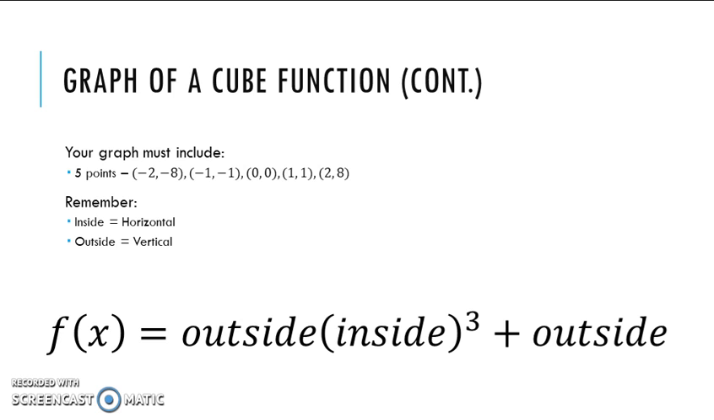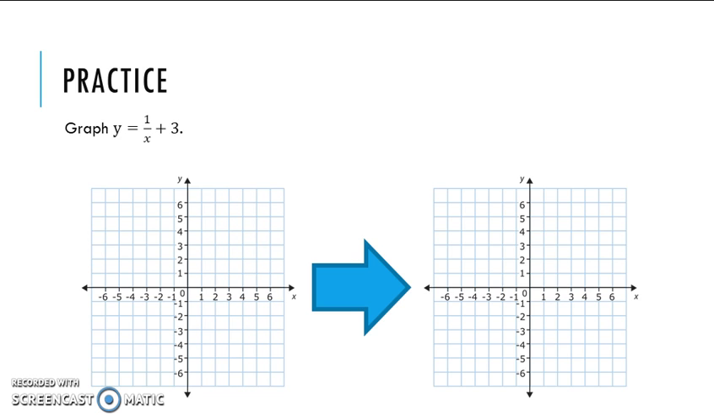Just like with all of our other parent functions, you also need to remember inside is horizontal, outside is vertical. For a cube function, anything inside of parentheses is going to cause a horizontal change. Anything out in front of the parentheses or anything added or subtracted behind the parentheses is going to be a vertical change. Okay, real quick, we're going to go through and just graph about 6 examples here.